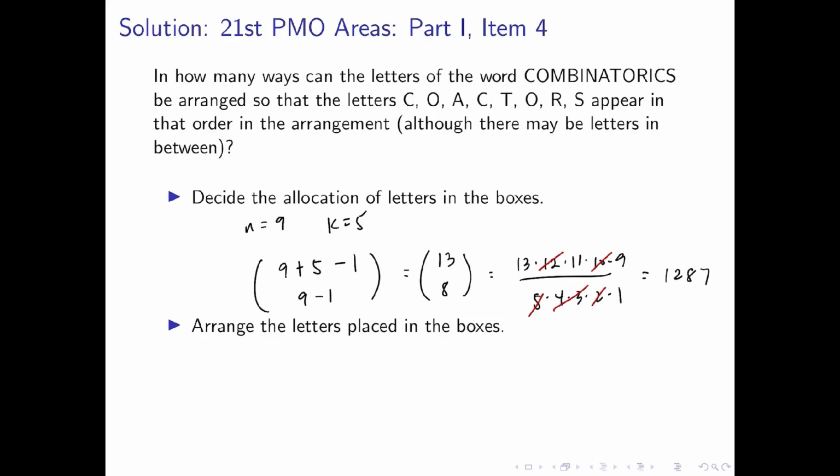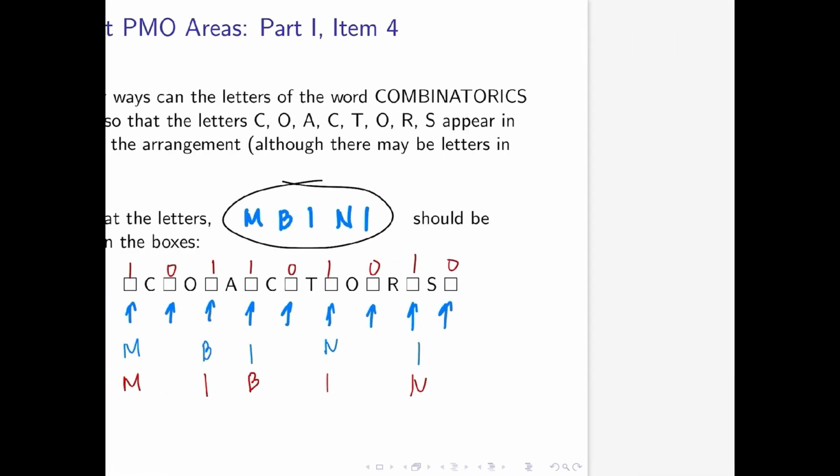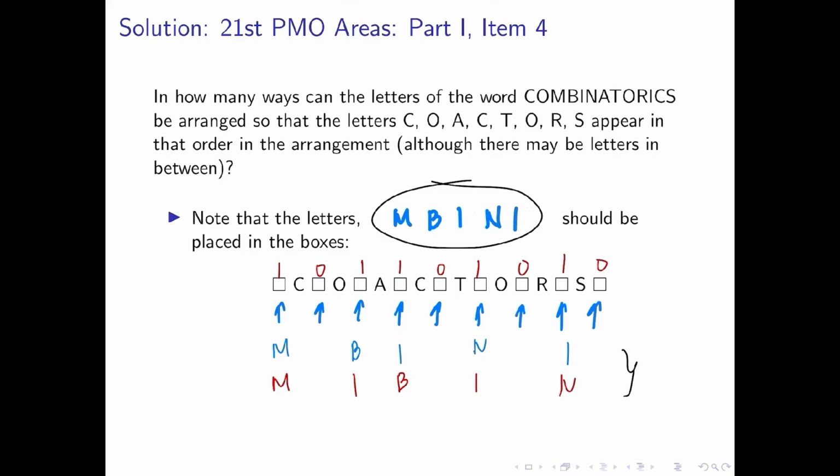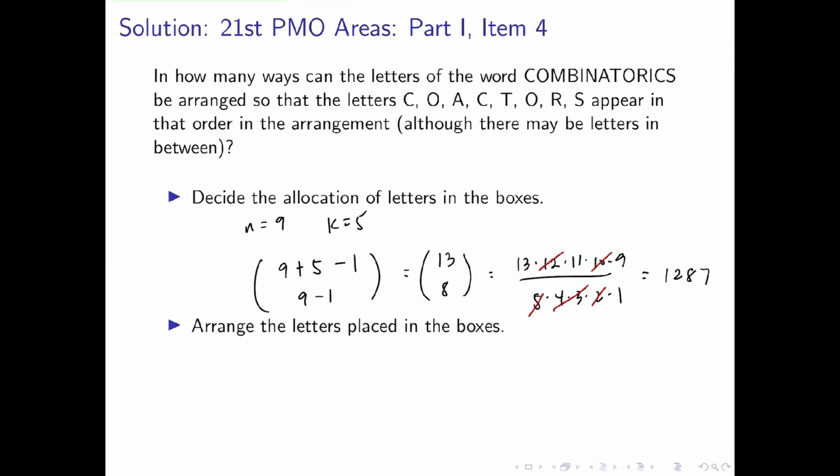Okay, now arrange the letters placed in the boxes. Now, because as you can see, we have to take into consideration the permutations of the M, B, I, and I as well. So we have to permute M, B, I, and I. So this is a very simple permutation question na lang. So 5 factorial. So 5 objects, pero naulit ang I. So account for the 2 I's by the 2 factorial there. So may 60 tayong extra here.